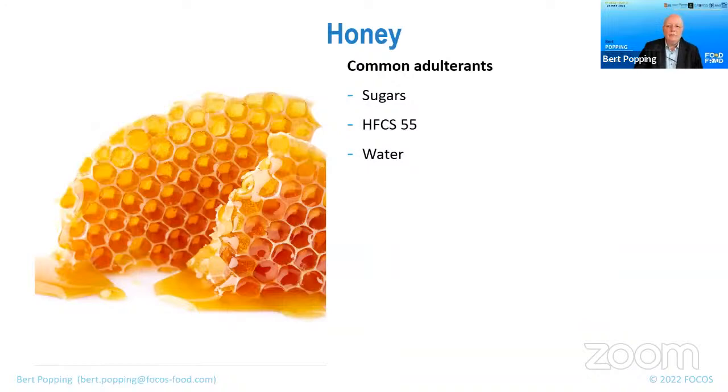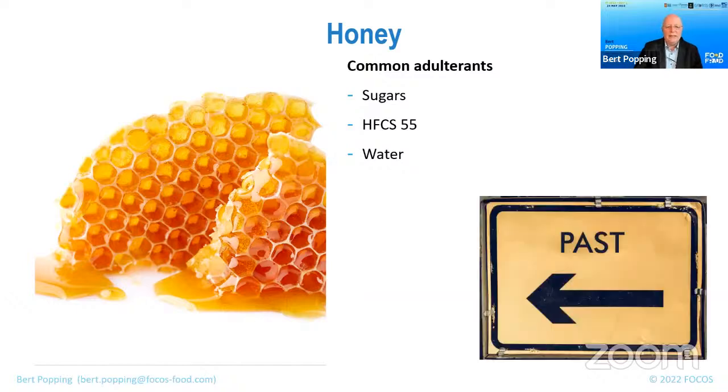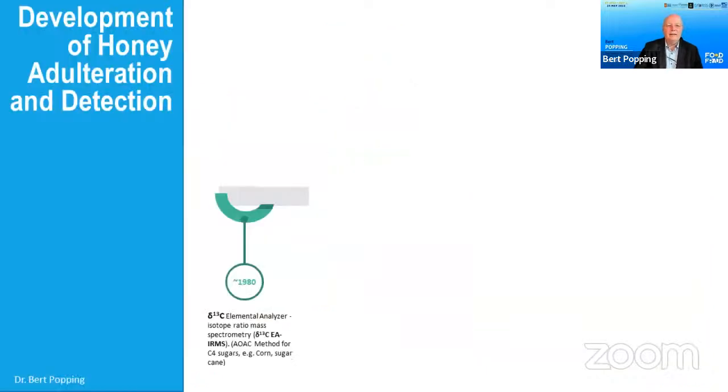Now we're coming to one of my favorite topics, honey. And honey has a very interesting history, because when you look at the sequence of events, especially the sequence of adulterations and the types of adulteration that you see, there is an evolution, and the fraudsters tend to stay one step ahead of the game. So let's take a step back into the past and look at what happened.